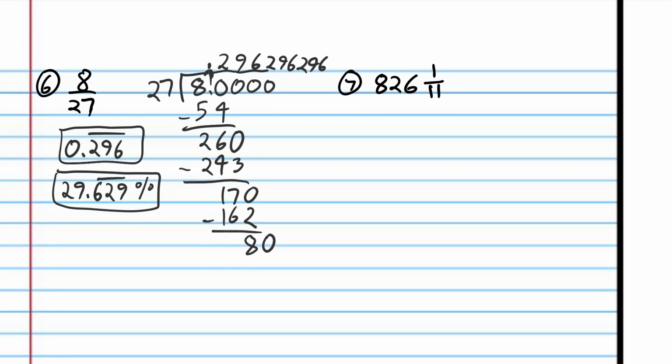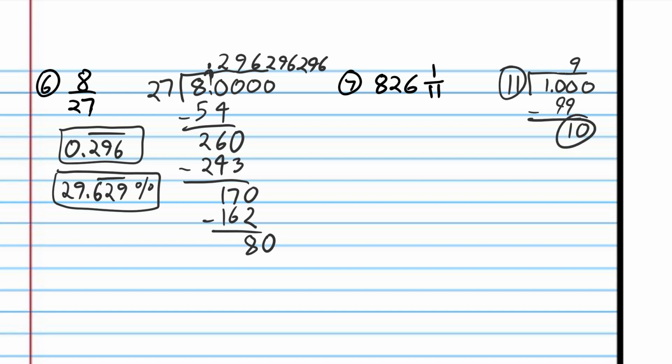All right, on to number 7. Why don't you try number 7, and when you come back, we'll do it together. All right, we're back. We can just ignore the 826 for now. That's a whole number. 11 doesn't go into 1, but it doesn't go into 10 either, so we have to add another 0. 11 goes in 9 times. 9 times 11 is 99. Subtract, you get 1. Bring down a 0. After you bring down the 0, the 11 still doesn't go in.